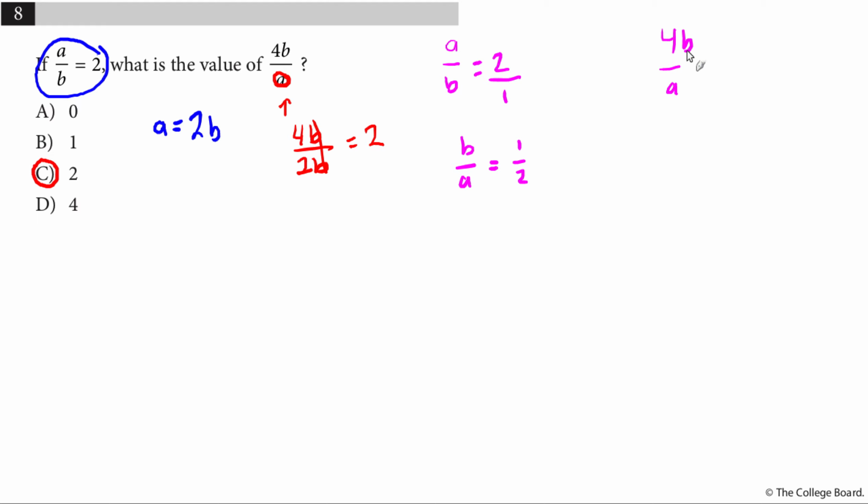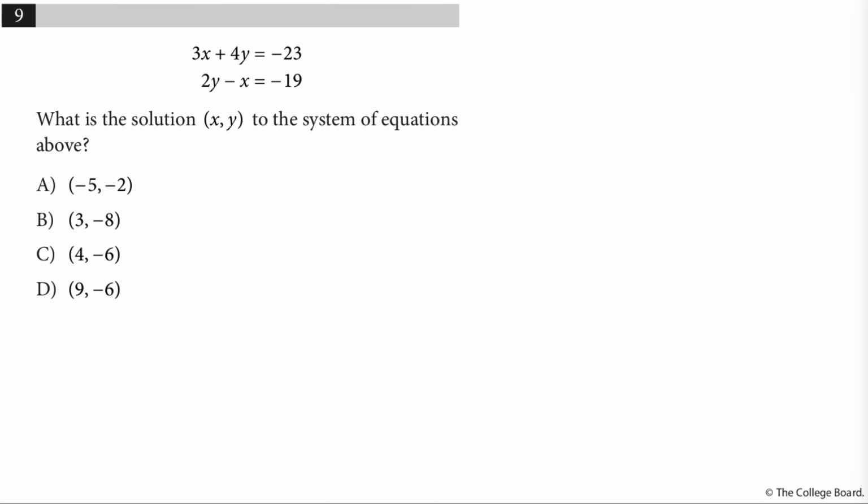So now I have the b over a. But I don't want b over a. I want 4b over a. So to finish that off, I'll just multiply both sides by 4. And on the left-hand side, I now get 4b over a. And 4 times 1/2 is just 2. Okay, give this a shot.